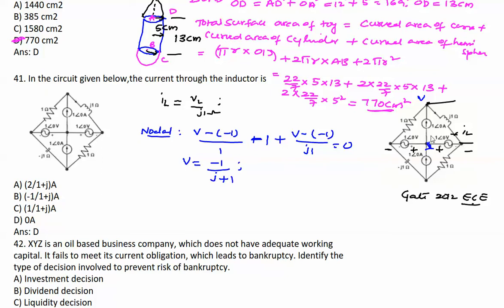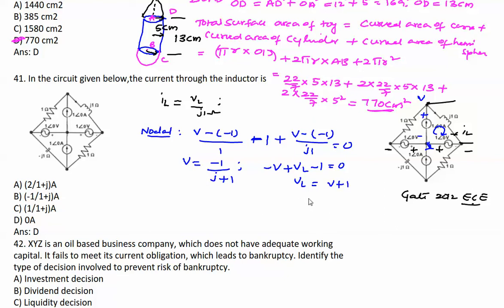If you apply KVL in this loop here, already we know this value is V. So plus or minus V here. So minus V plus here it is VL, and here there is a 1 volt source, so VL, and this is minus plus here. So we can write minus 1 is equal to 0. So from this, VL is equal to V plus 1.